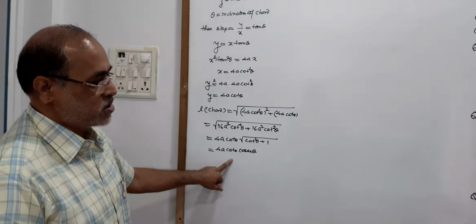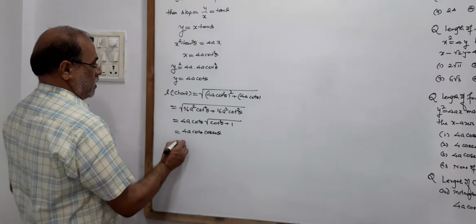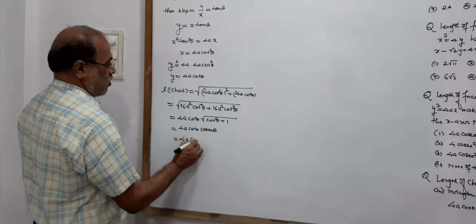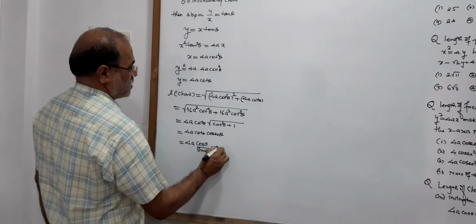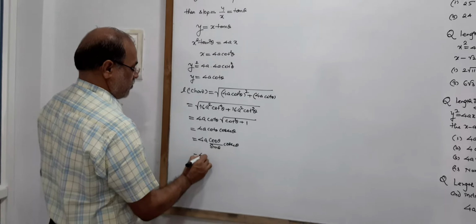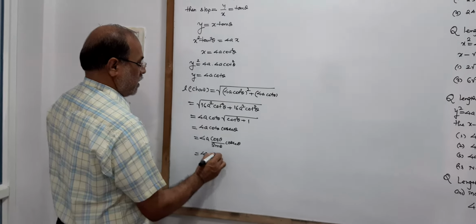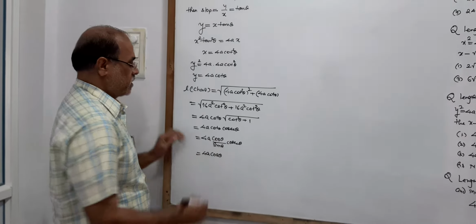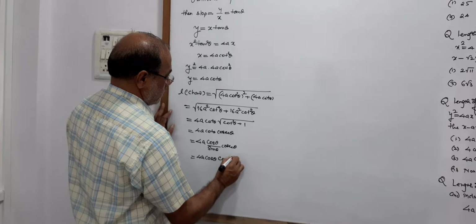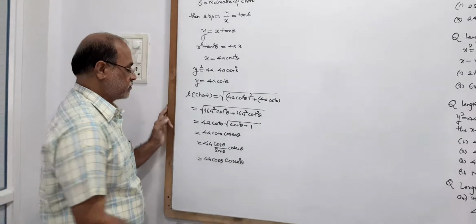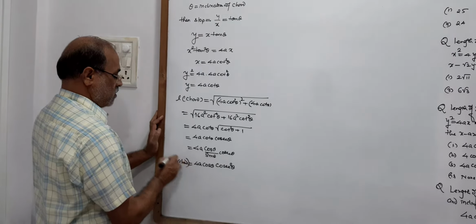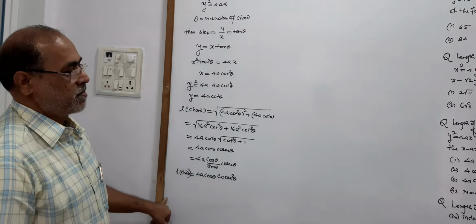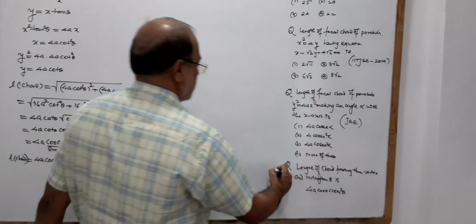We can write it like this also: 4a into cos theta upon sin theta into cosec theta. It becomes 4a cos theta into 1 upon sin, which is cosec theta, again one more, that is cosec square theta. This is the length of any chord having inclination theta. This question we have completed.